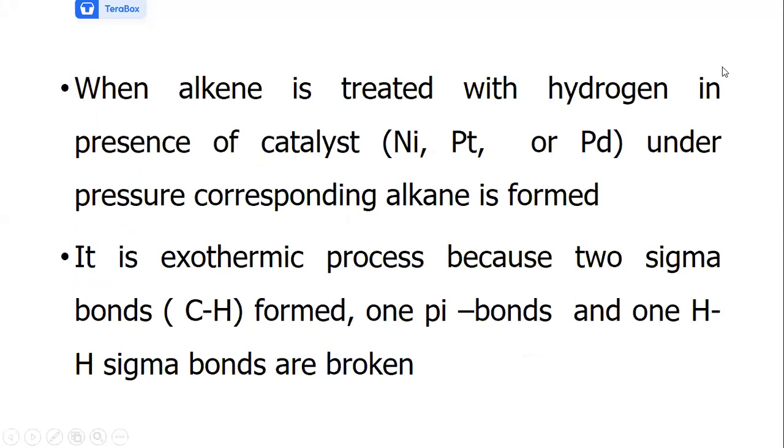When an alkene is treated with hydrogen in the presence of a nickel, platinum or palladium catalyst under pressure, the corresponding alkane is formed. It is an exothermic process because two sigma bonds are formed while one pi bond and one hydrogen sigma bond are broken.